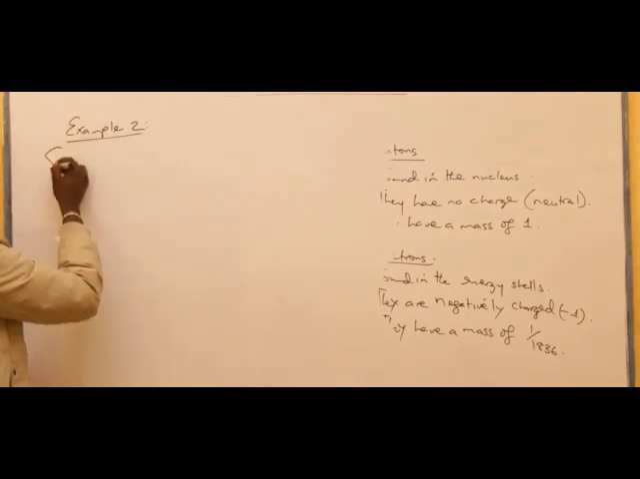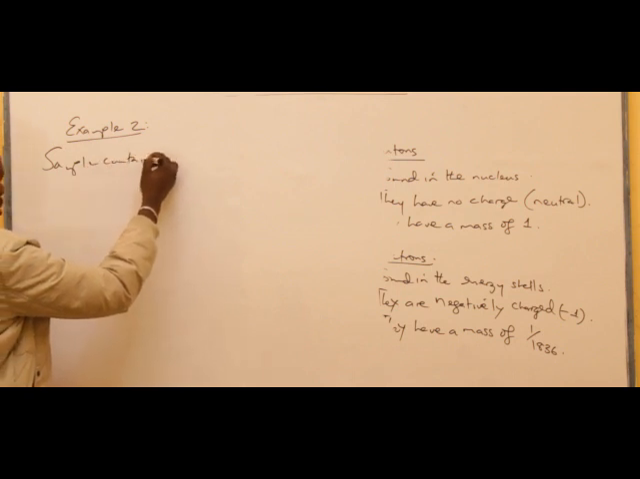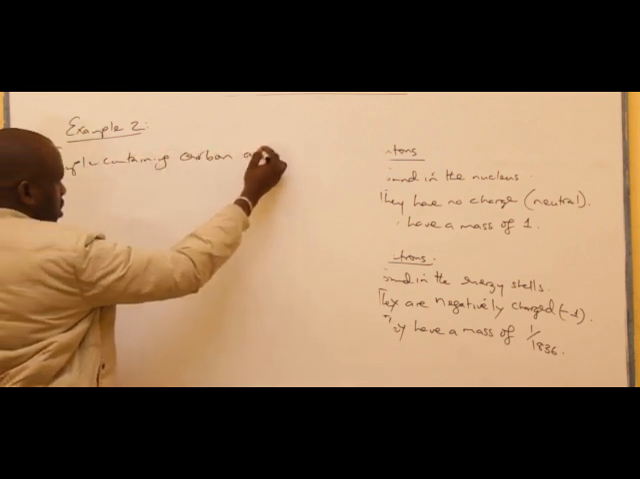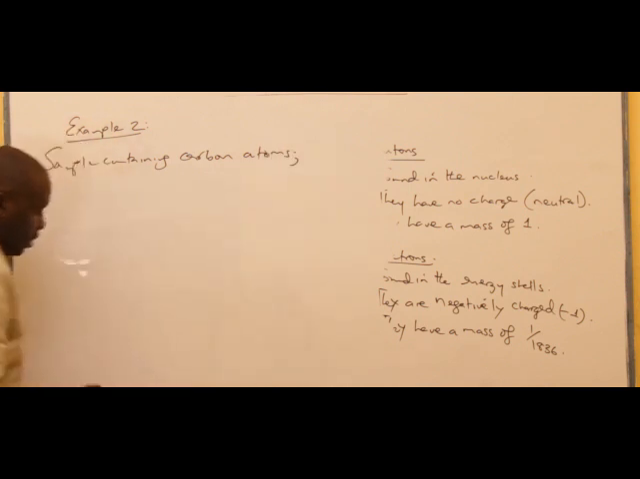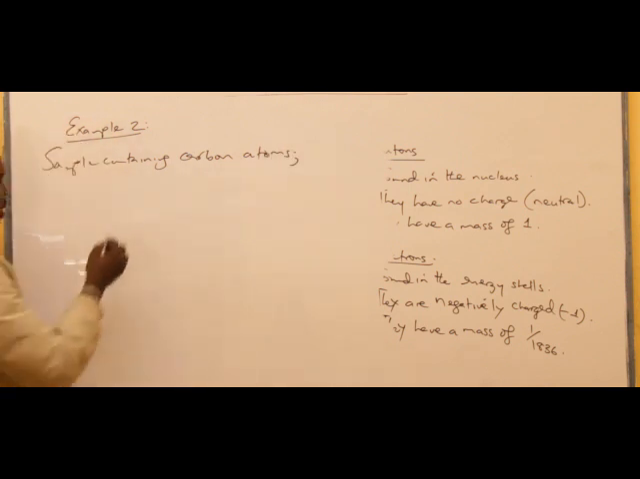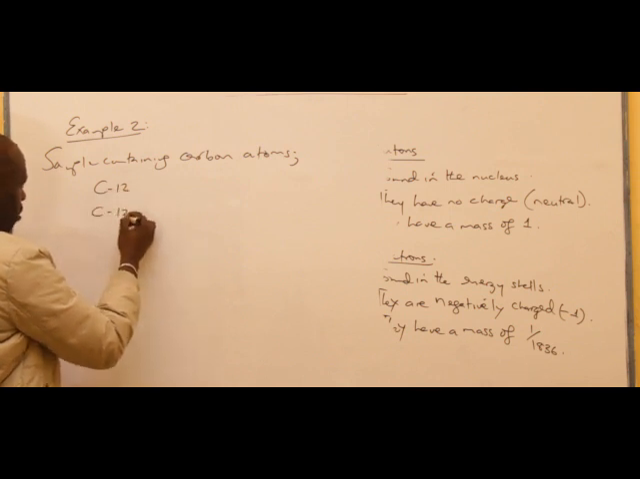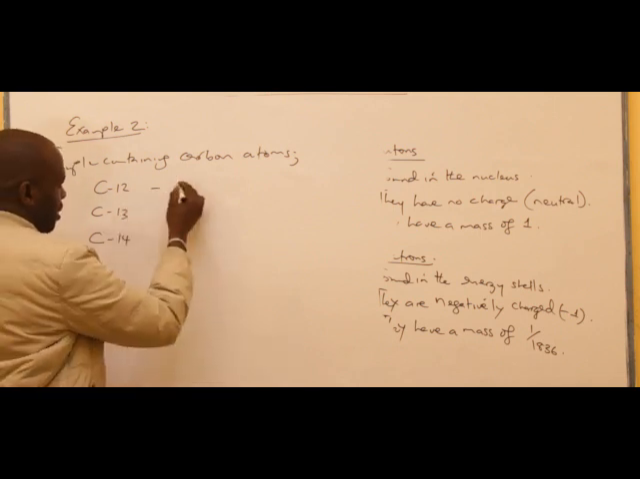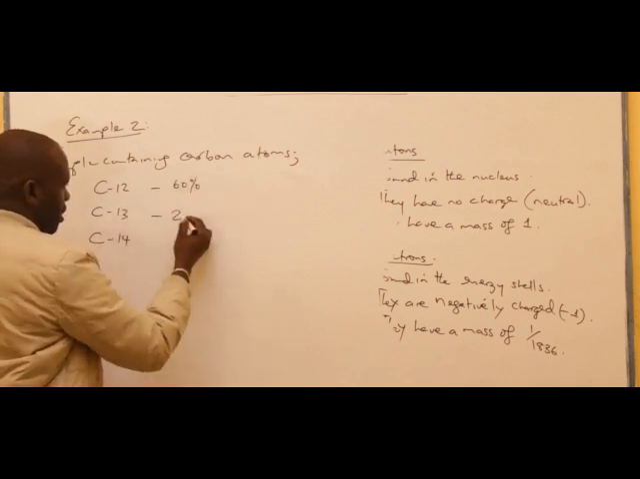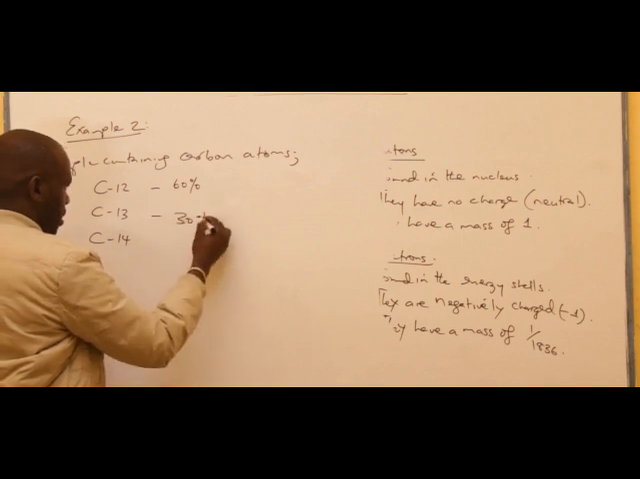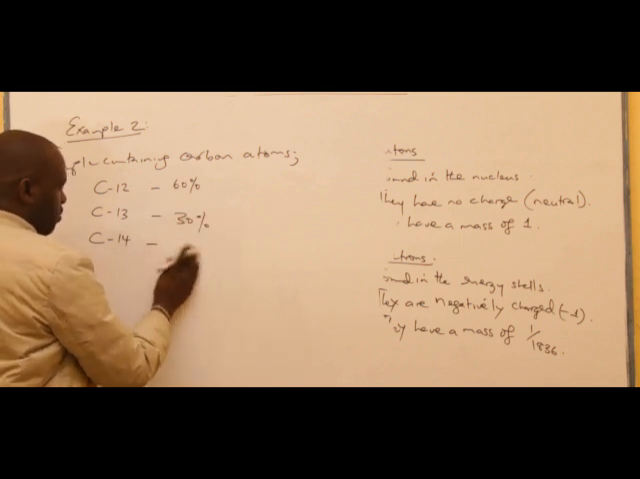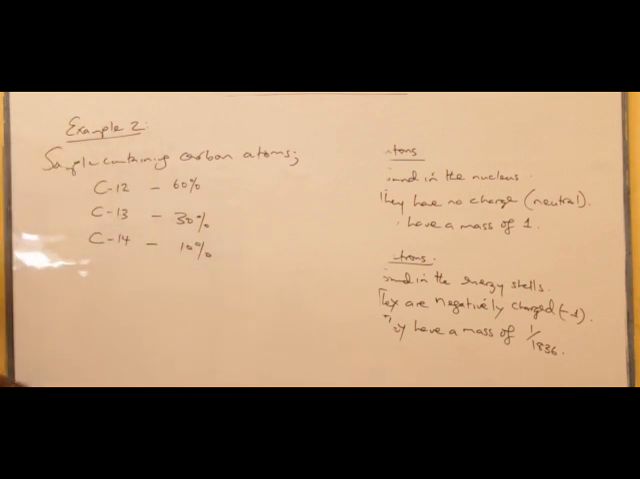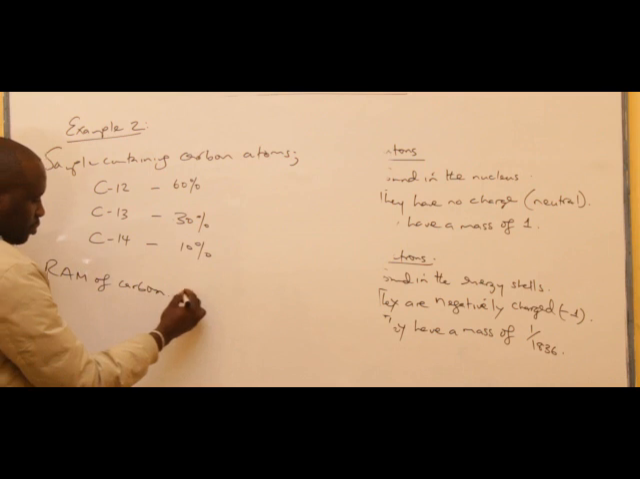I can be given a sample containing carbon atoms. So let's say, for example, you are given carbon 12, carbon 13, and maybe carbon 14. You are told carbon 12 maybe is 60%, this one maybe is, let's say, 30%, and this one maybe is 10%, for us to get 100%. Then you are told, using this sample, calculate the relative atomic mass of carbon. This is just an example.